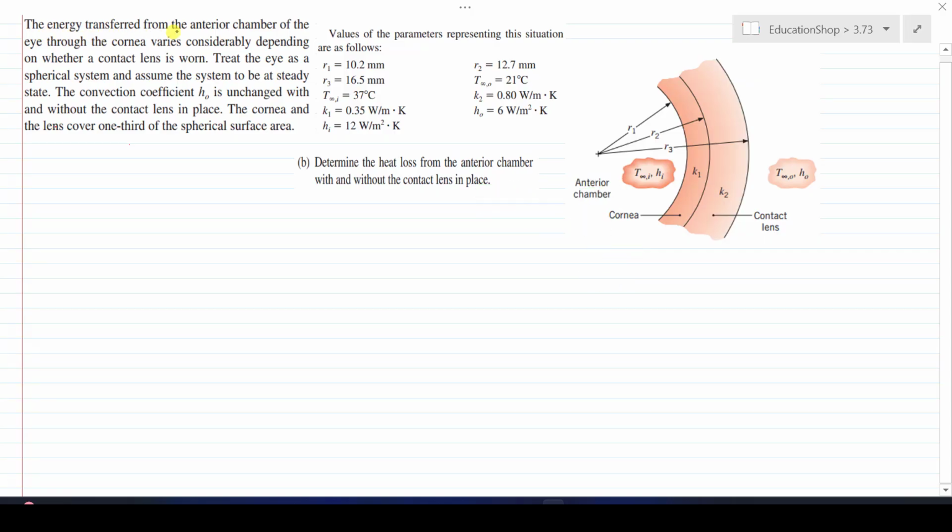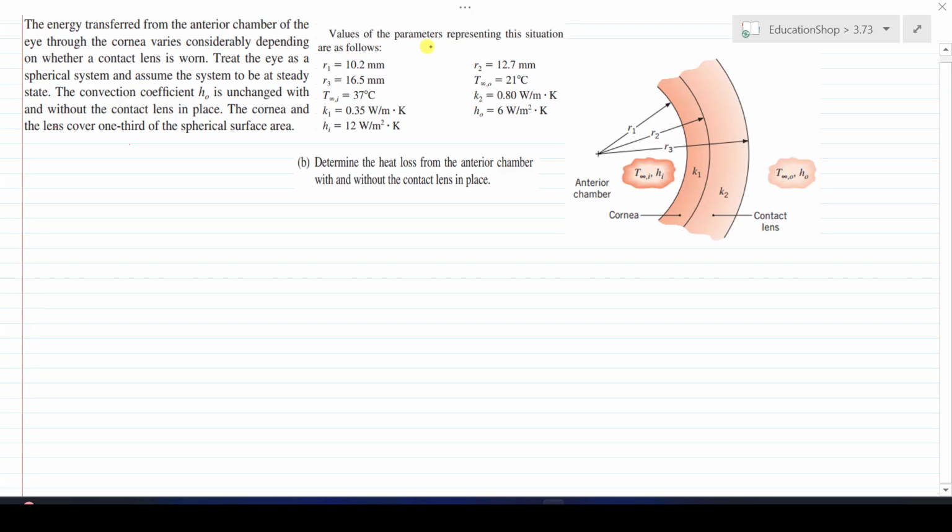The energy transfer from the anterior chamber of the eye through the cornea varies considerably depending on whether a contact lens is worn. Treat the eye as a spherical system and assume the system to be at steady state. The convection coefficient h_o is unchanged with and without the contact lens in place. The cornea and the lens cover 1/3 of the spherical surface area.